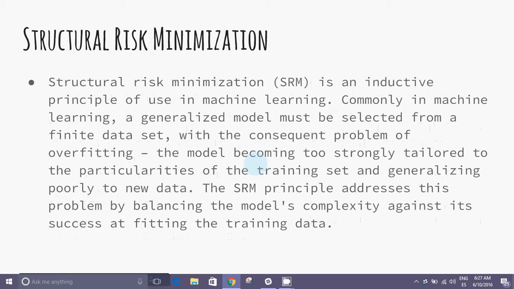Structural risk minimization is an inductive principle of use in machine learning. Commonly, in machine learning, a generalized model must be selected from a finite dataset, with the consequent problem of overfitting: the model becoming too strongly tailored to the particularities of the training set and generalizing poorly to new data. The SRM principle addresses this problem by balancing the model's complexity against its success at fitting the training data.